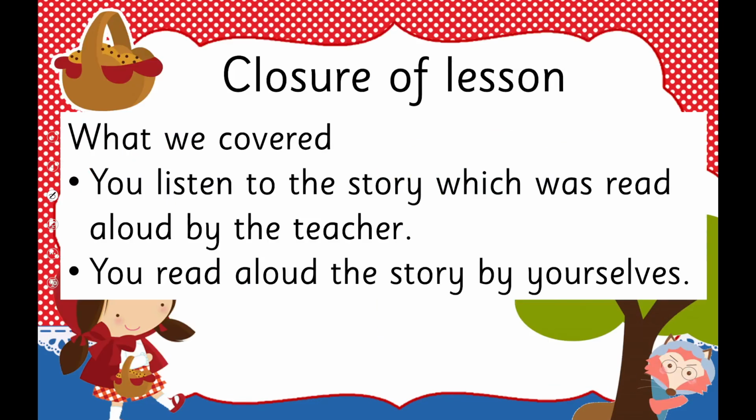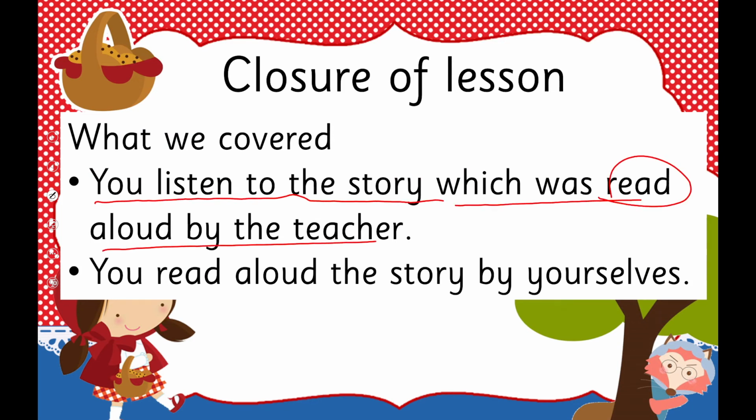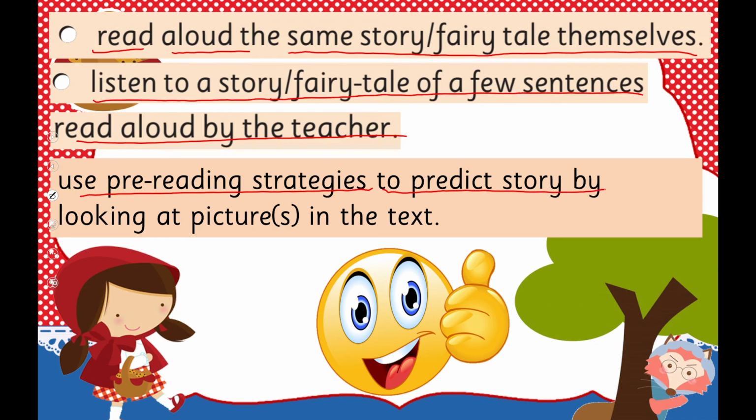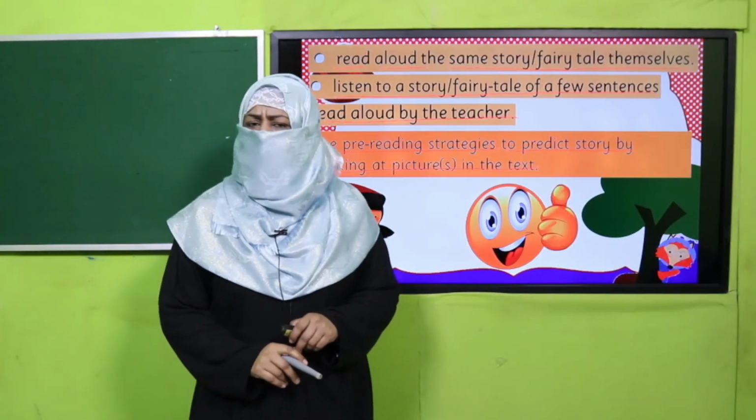So what we have learned today, you listened to the story which was read aloud by the teacher, and you read aloud the story by yourself. So we achieved our SLOs: to read aloud the same story or fairy tale by themselves, listen to a story or fairy tale of a few sentences read aloud by the teacher, and use pre-reading strategies to predict the story by looking at pictures in the text. Are we done with it? Yes, and we thoroughly enjoyed doing it.